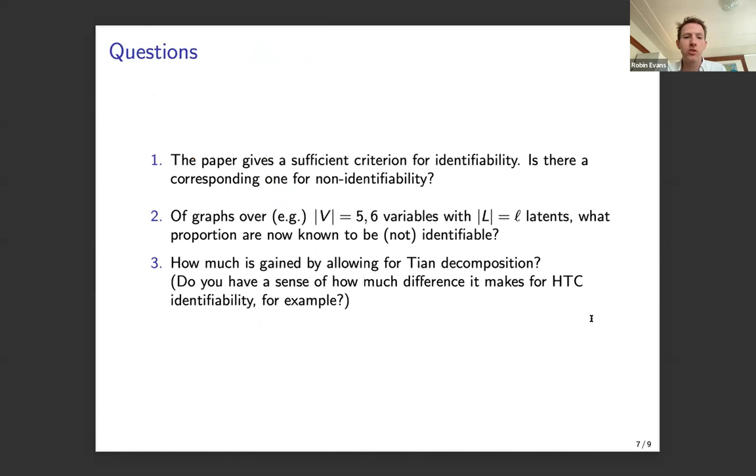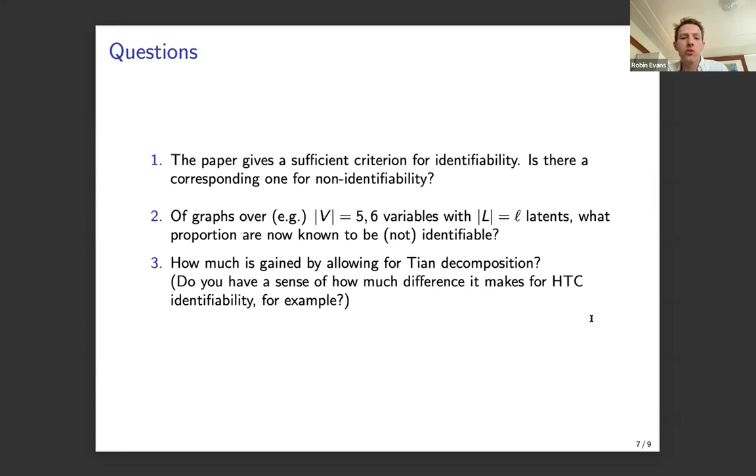Okay, now I have a few questions for Mathias. Your original paper was really nice. It had a very nice sufficient criteria for identifiability, but there was also a necessary condition for identifiability. So my question is, is there a similar result for non-identifiability with the latent factor half-trek criteria that allows you to rule out a large proportion of graphs?